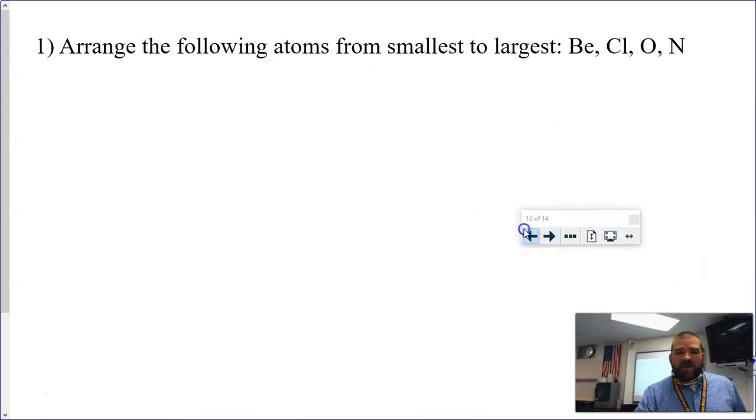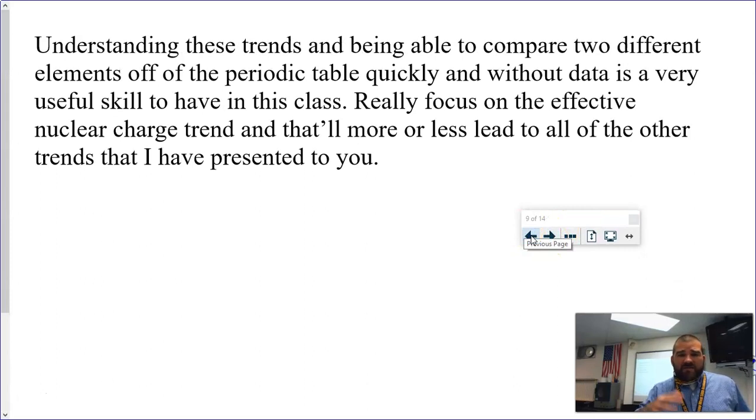which brings us to a little summary and our first question, okay? Let me summarize for today. We'll call it a day. We'll do the questions tomorrow. All right, so understanding these trends and being able to compare two different elements off the periodic table quickly and without data is a very useful skill to have in this class. Focus on the effective nuclear charge. That'll more or less give you all of the other trends, okay?